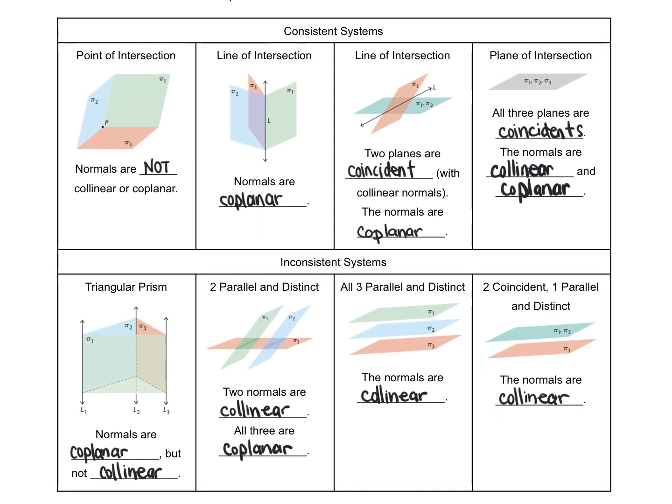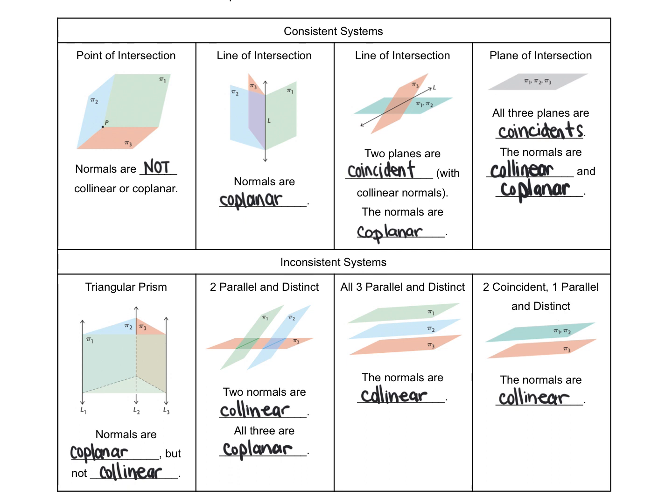First is when we have a consistent system, meaning there is some sort of common intersection, whether it's a single point, a single line, or the whole plane itself. So scenario number 1 is we have a point of intersection. And the only time you're going to have a point of intersection is when the normals are not collinear and not coplanar. So there is no connection between those normals. And if that happens, the intersection is at a single point. And we would solve with elimination or substitution.